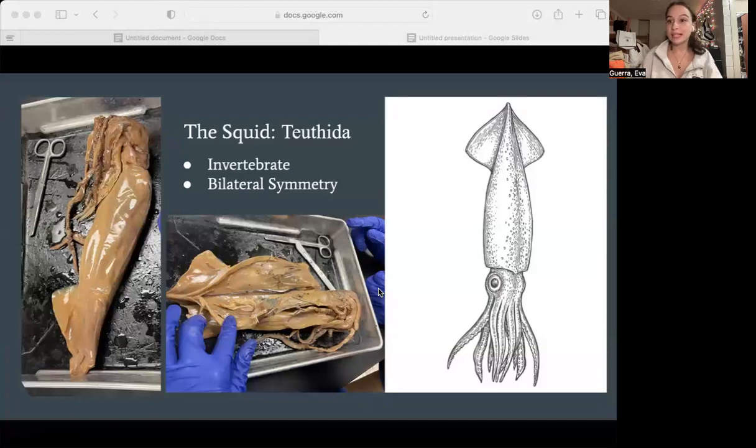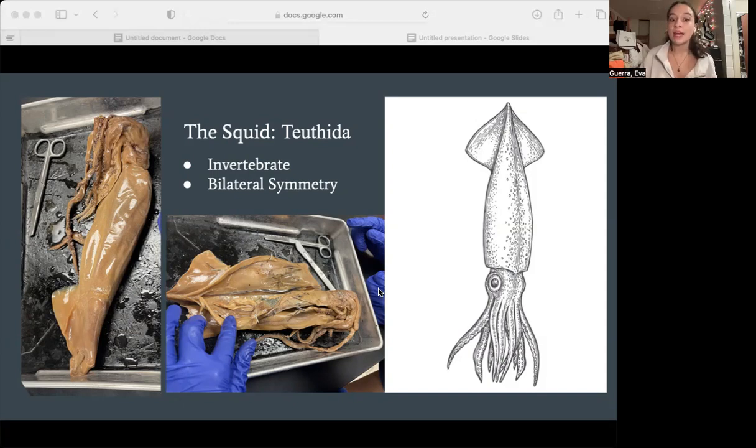So the squid is an invertebrate in the cephalopod class. It has bilateral symmetry, meaning if you cut it in half, which you can see in the bottom picture, it'll be the same on both sides. This is different from radial symmetry, which says that if you cut it any which way, it will be the same any which way. This is just in halves. It has a prominent head and arms, which are tentacles, derived from the molluscan foot.